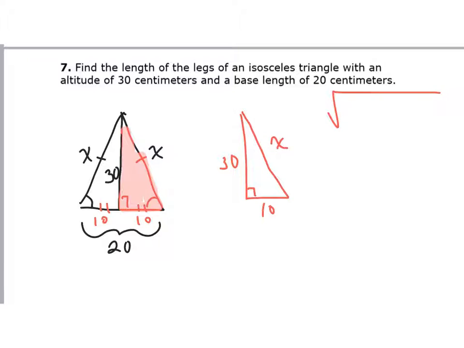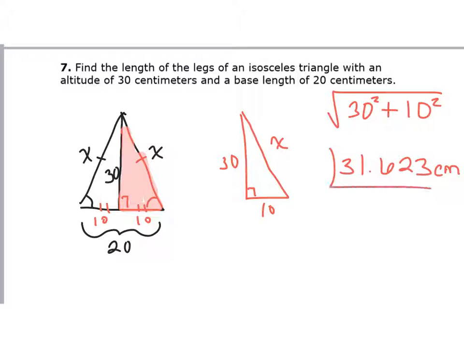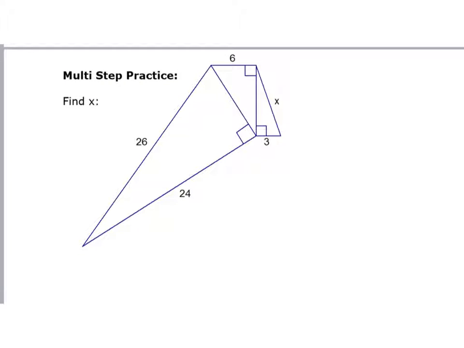In my square root, add or subtract? Add. Why? We're looking for the hypotenuse. Which one am I going to put in first? 30, and I'm going to square it, and then 10, and I'm going to square it. So when I round to 3 decimal places, the square root of 30 squared plus 10 squared gives me? 31.623. What are my units here? I know my units. Centimeters. And remember, it's not like centimeters squared or anything. It's just plain old everyday centimeters. Okay? All right. Multi-step. Yay! We love multi-steps.